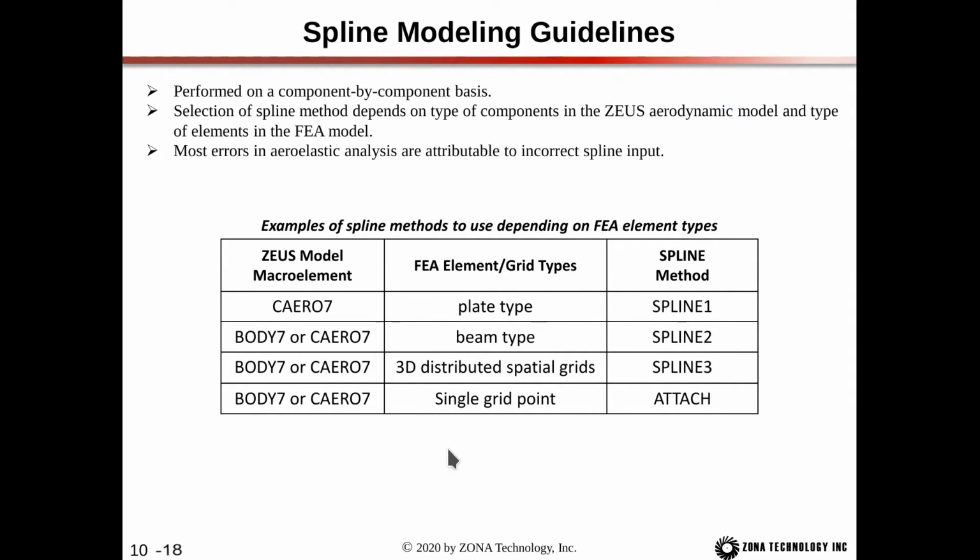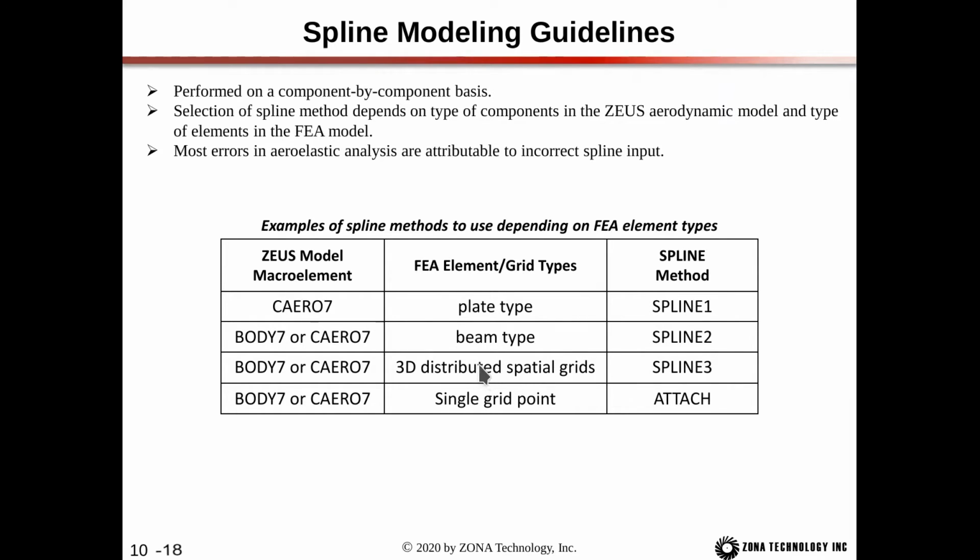If we look at this table to determine what spline method to use, if we have a C-Aero 7 in ZEUS and our FEA element is a plate type of element, then we would want to use the spline 1 method. If our FEA element is a beam type of element, and our ZEUS is either a body 7 or C-Aero 7, we'd want to use spline 2. If we have 3D distributed spatial grids for either body 7 or C-Aero 7, we'd want to use spline 3.